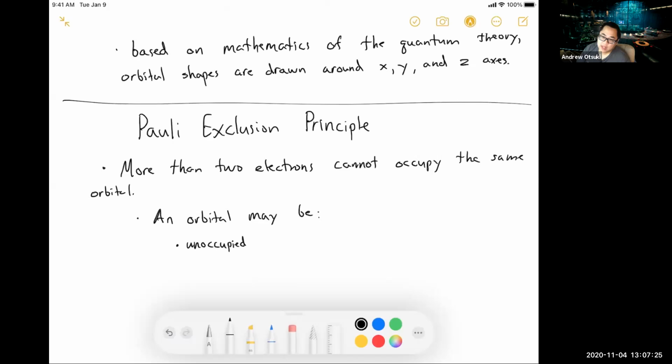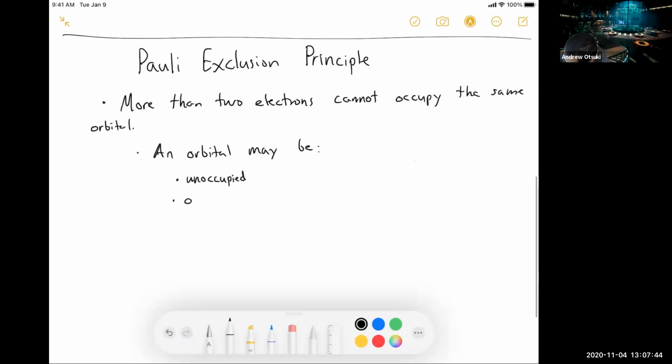The fact that an orbital is empty or occupied by 1 or 2 electrons will give you insight into an element's reactivity, but don't pay too much attention to that. Just know that it can be unoccupied or partially or fully occupied by 1 or 2 electrons. So unoccupied, occupied by 1 electron, or occupied by 2.